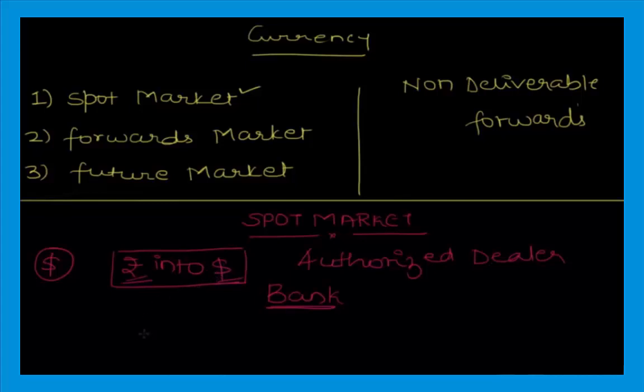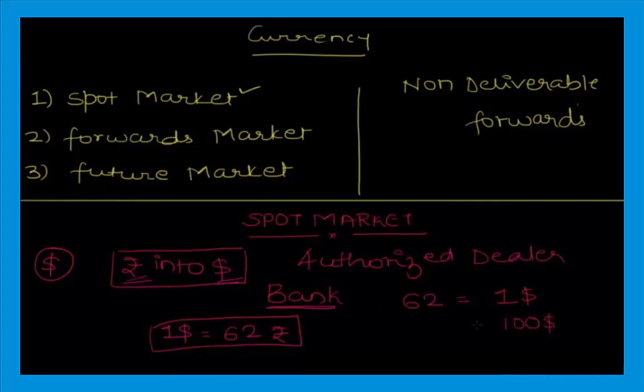When you go to the bank, tell the bank that you want to convert your rupees into dollars. The bank will quote you a rate. Let's say the rate that the bank quotes you is $1 = 62 rupees. It is trying to say that if you give the bank 62 rupees, the bank will give you $1. So if you want $100, you will have to give the bank 62 into 100, 6,200 rupees, for you to get $100. It can work inversely as well.